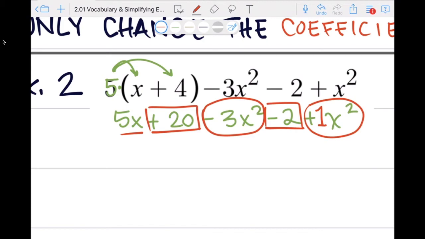So let's do highest exponent or highest degree to lowest. We're going to do a negative 3x squared plus 1x squared, so that's going to give us a negative 2x squared.